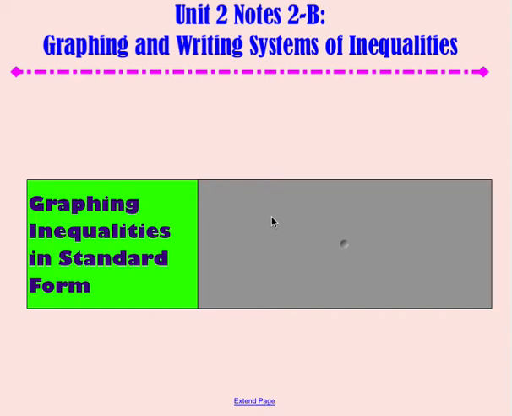So today we're going to be talking about Unit 2, Notes 2B. We're going to be talking about graphing and writing systems of inequalities. So not only are we going to be graphing, we're going to have to be putting some things into standard form, and we're also going to have to be writing things as well. So let's take a look at this.